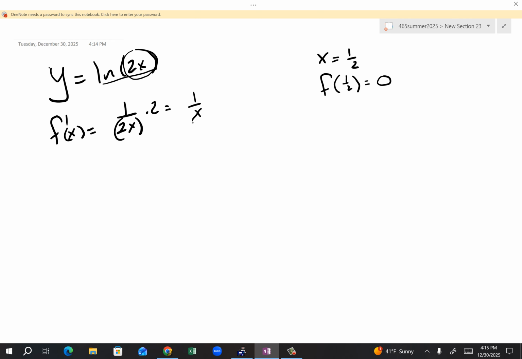Sure. And so if I'm doing this, I go, okay, well, at a half then. f prime of 0.5 is 1 over 0.5, which is 2. So y is approximately equal to 2 times x minus 0.5 plus 0. That's easy. That looks reasonable to us.